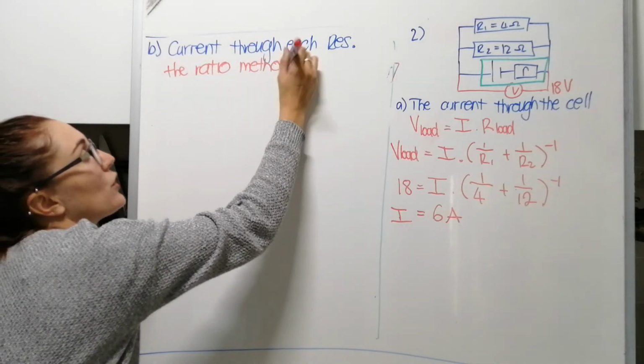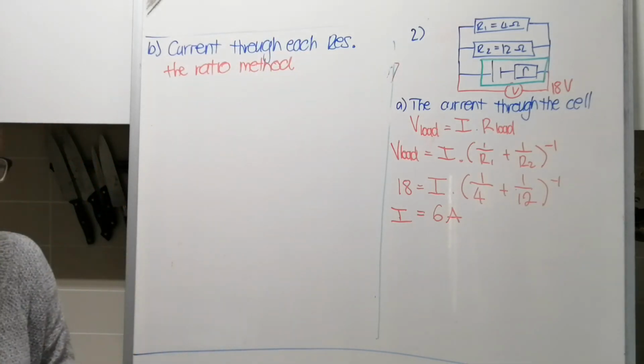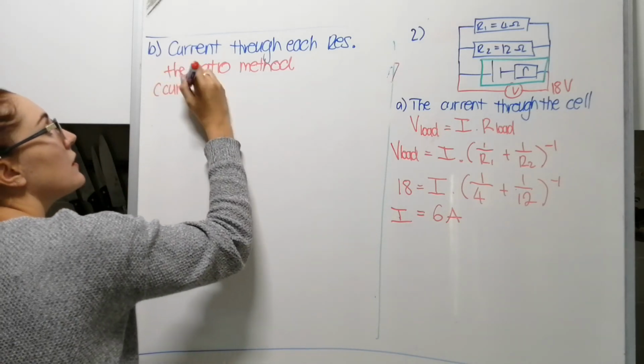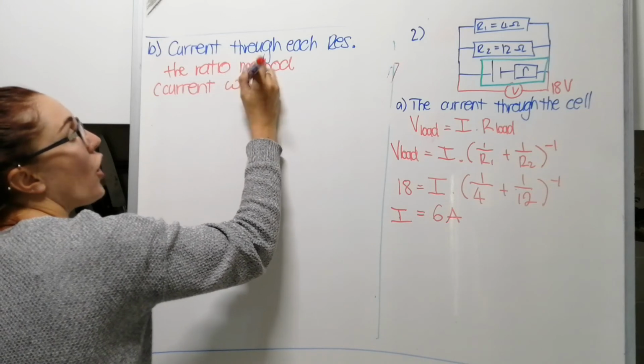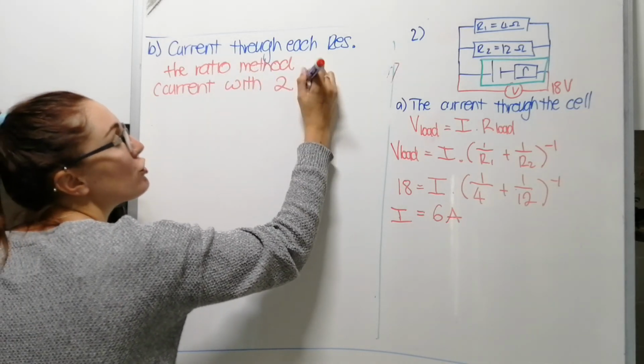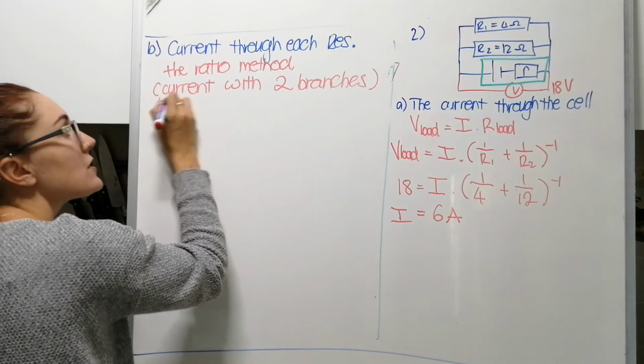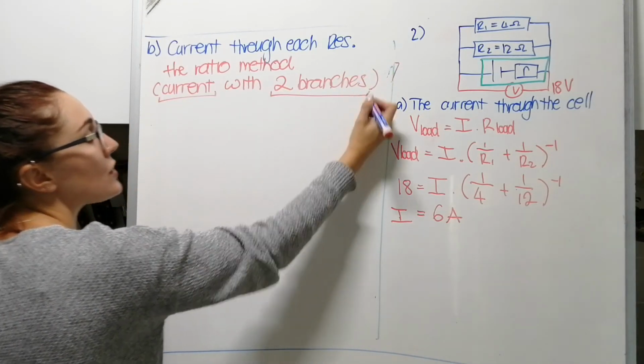When you're doing the ratio method, you need to remember that you can only use this to determine current, and you can only use it when you have 2 parallel branches. It doesn't work for 3 branches. You can only use it to find current, and you can only use it for 2 branches.